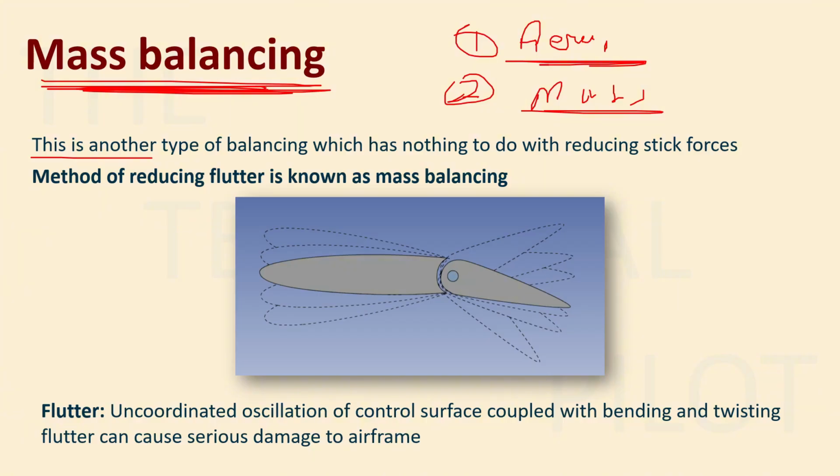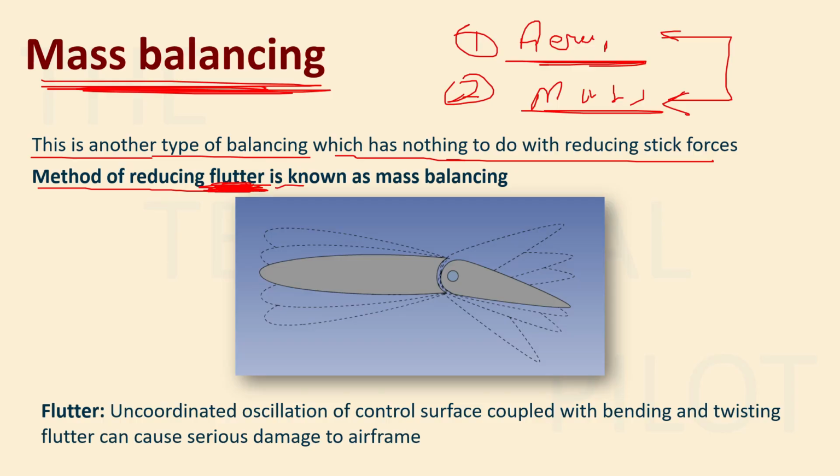There is nothing common between mass balancing and aerodynamic balancing, because they are very, very different. So don't confuse them. Mass balancing has nothing to do with reducing stick force, right? It is a method of reducing flutter. So mass balancing is done to reduce flutter. A very, very important question for your DGCA exam. Mass balancing is there to reduce flutter, and the method of reducing flutter is known as mass balancing.